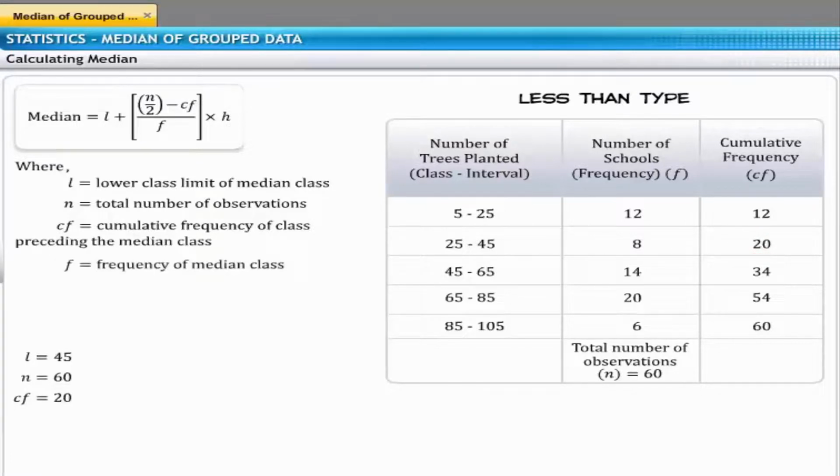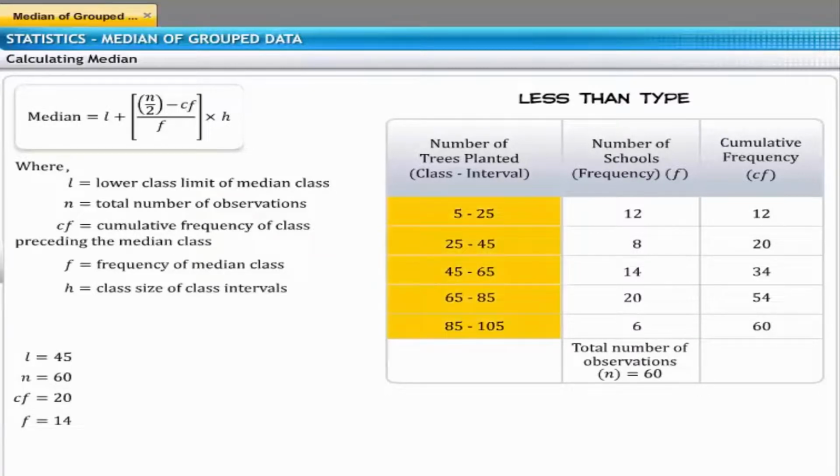The symbol F in the formula of median stands for frequency of the median class. In this case, the median class is 45 to 65, and its frequency F is 14. The symbol H in the formula of median stands for the class size of class intervals in the given table, assuming all class sizes are equal. In this case, the class size H is 20.